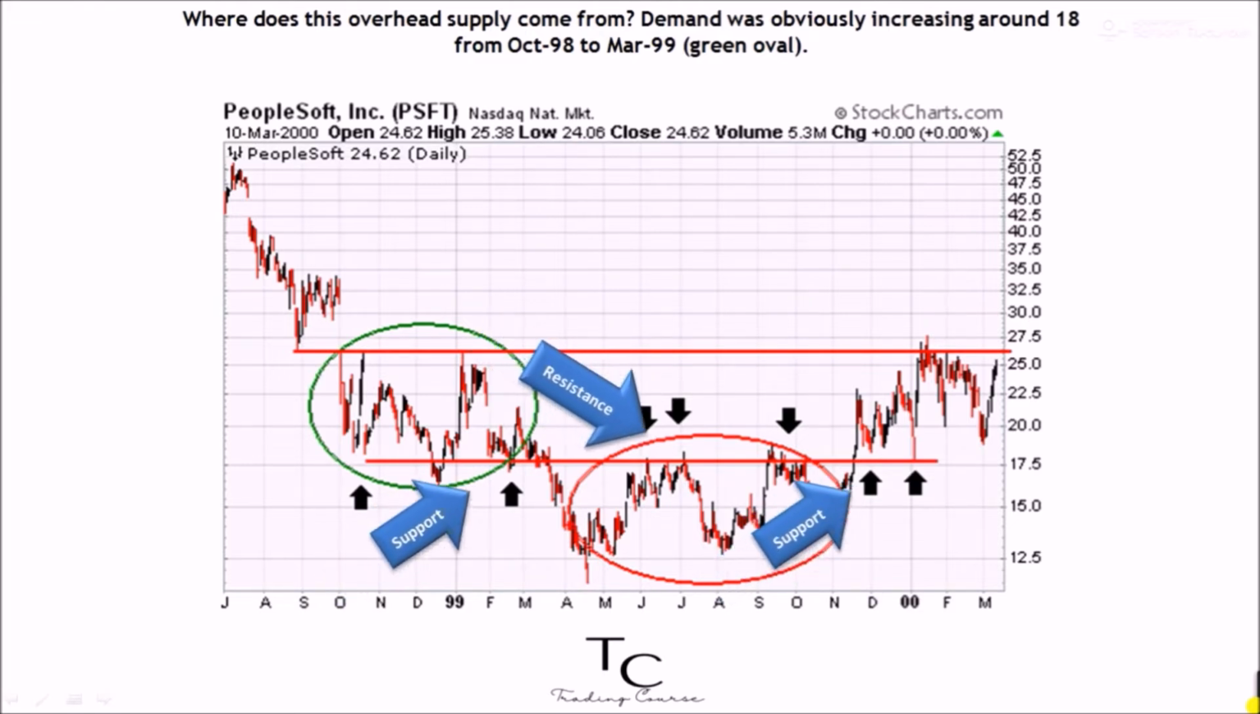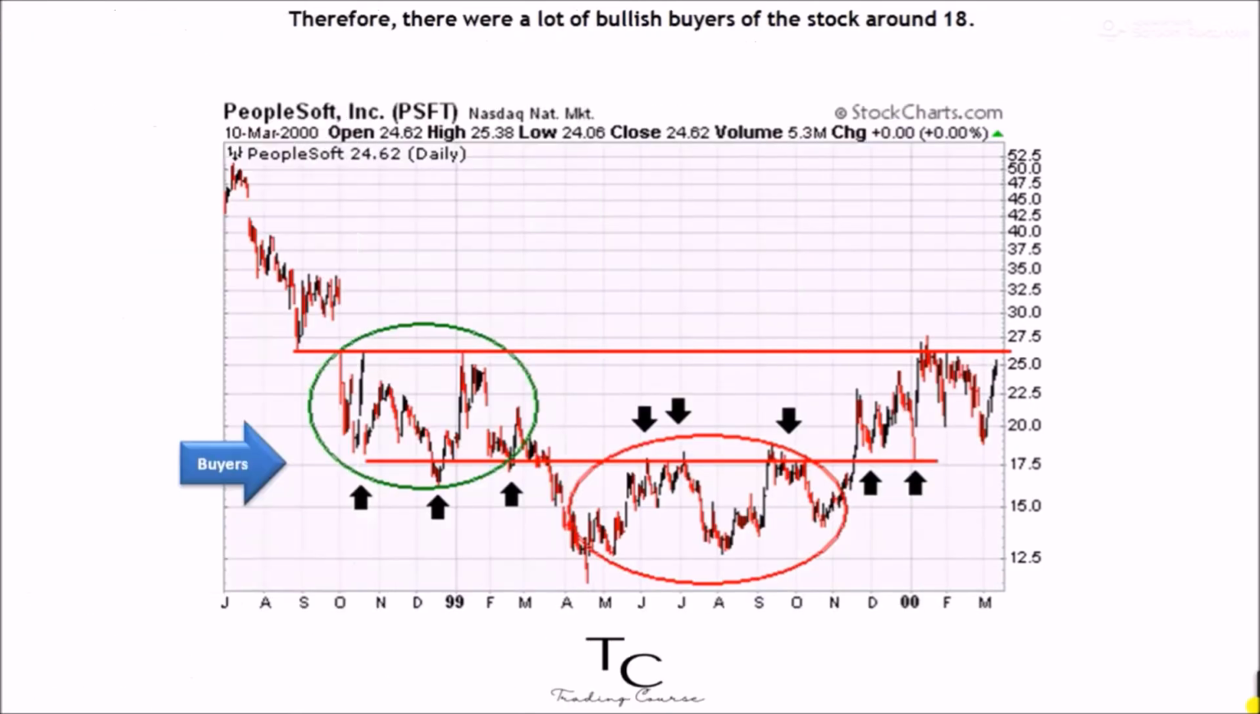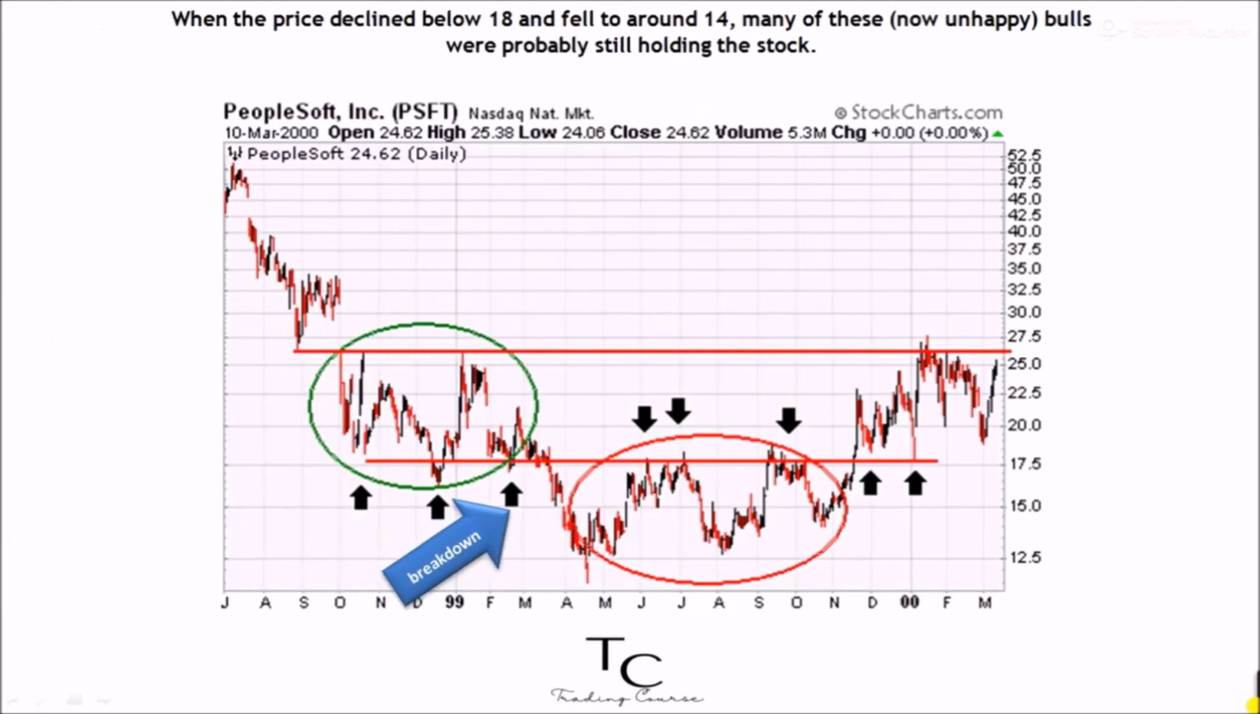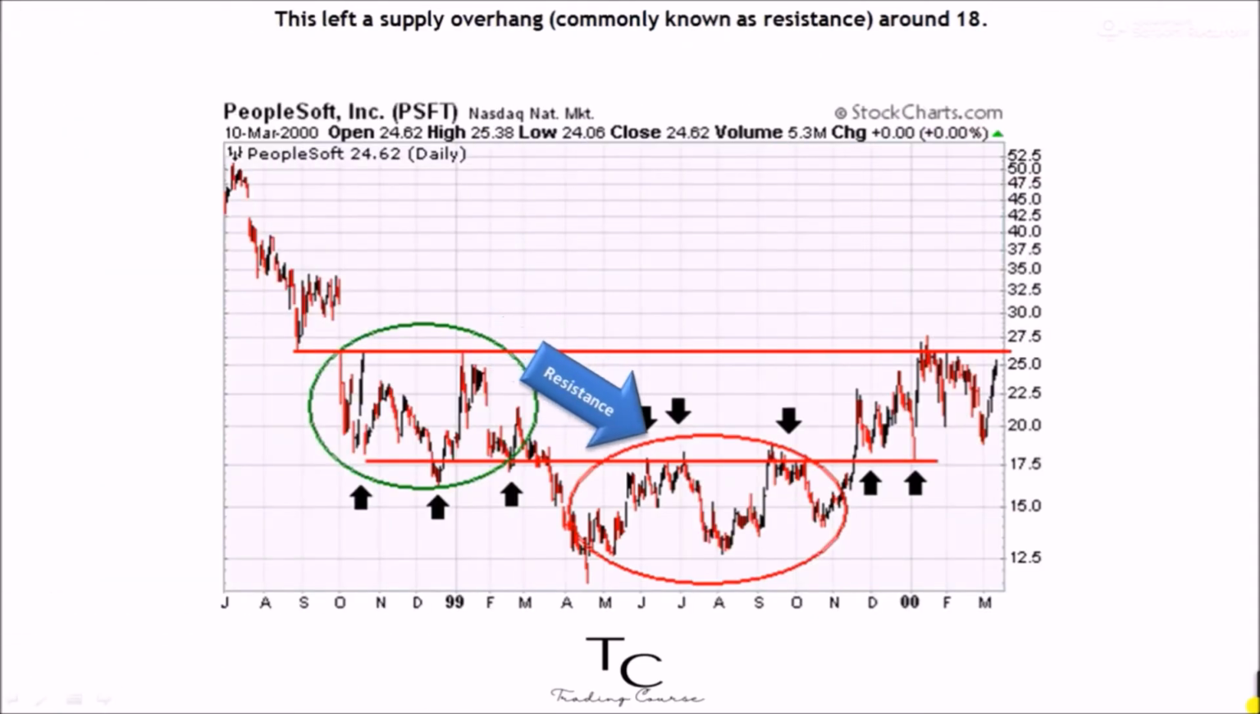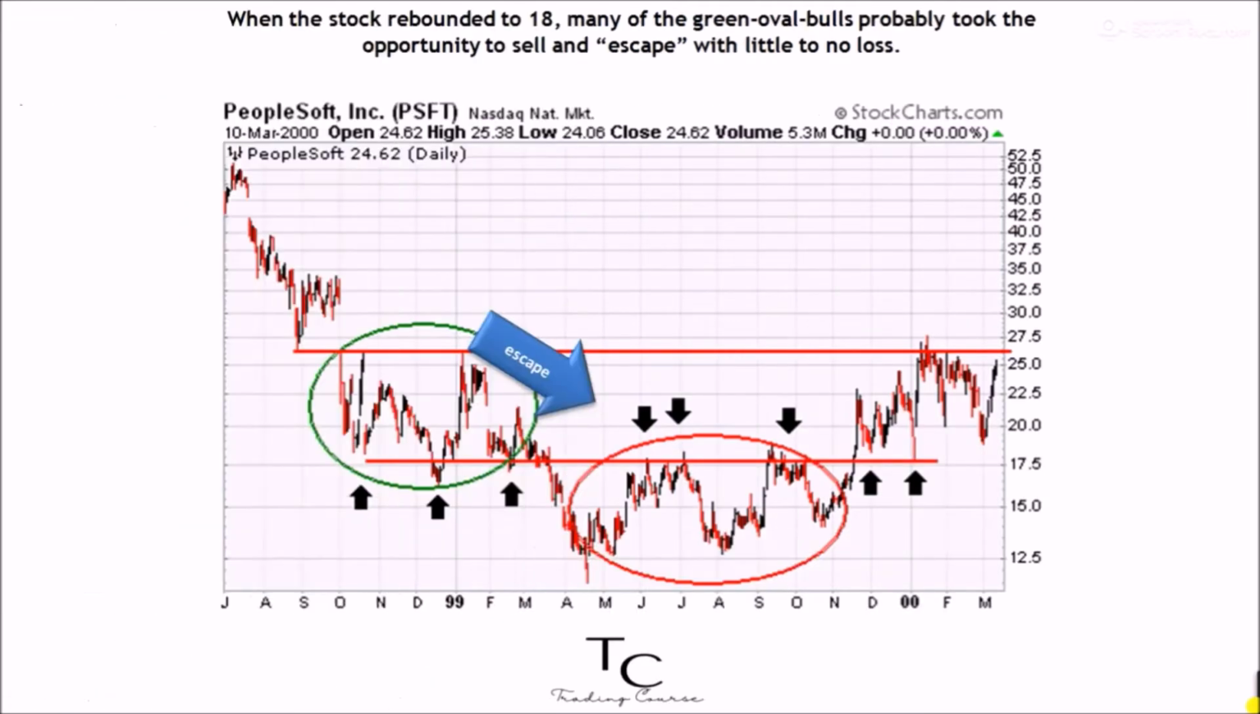Demand was obviously increasing around 18 from October 98 to Mar 99, green oval. Therefore, there were a lot of bullish buyers of the stock around 18. When the price declined below 18 and fell to around 14, many of these, now unhappy, bulls were probably still holding the stock. This left a supply overhang, commonly known as resistance, around 18.